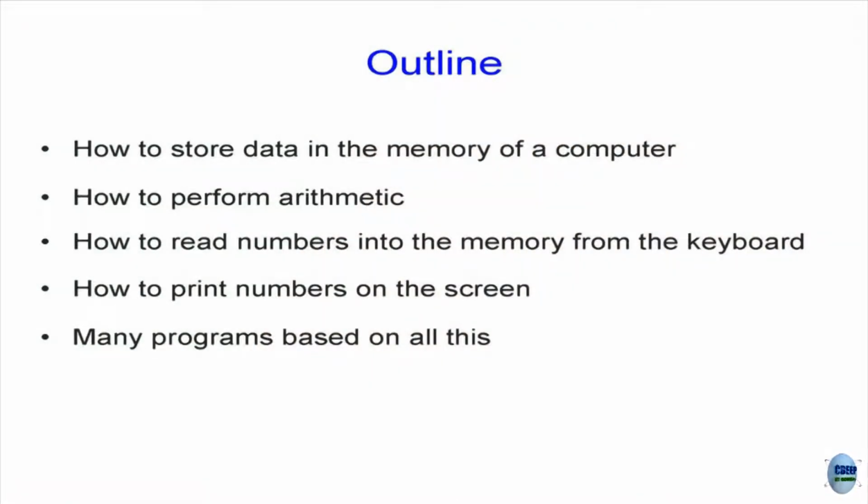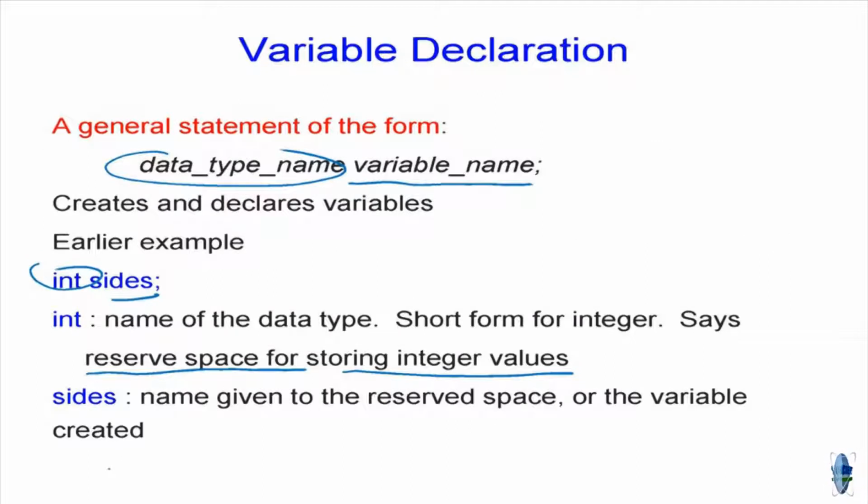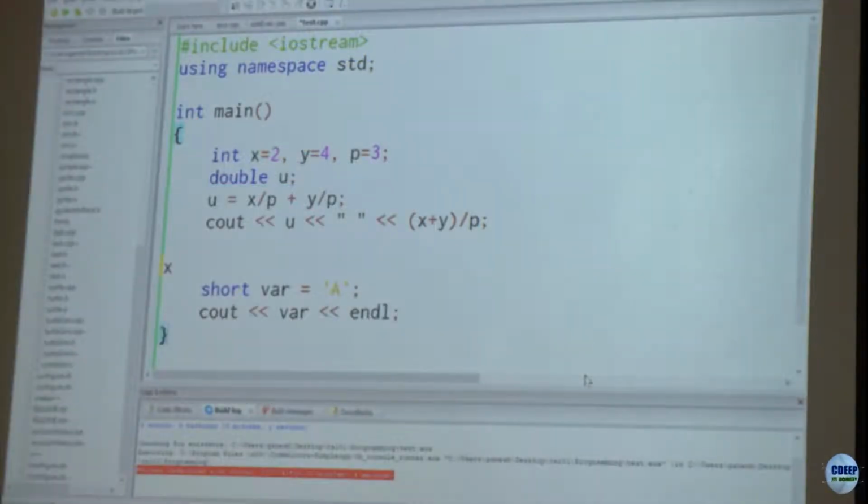So the outline is how to store data in the memory of a computer, how to perform arithmetic operations, reading numbers into the memory from the keyboard, print numbers on the screen, and programs based on this. So we get into more subtle details. So first and foremost a variable declaration. It's a general statement of the form, a data type name followed by a variable name. So let me start from scratch.